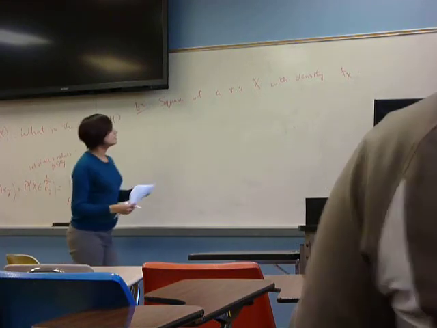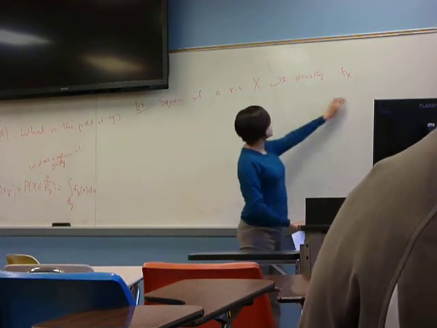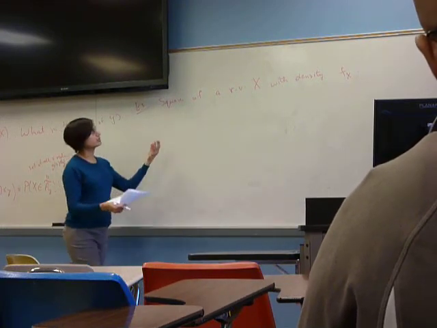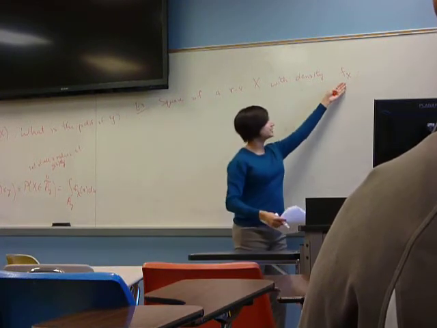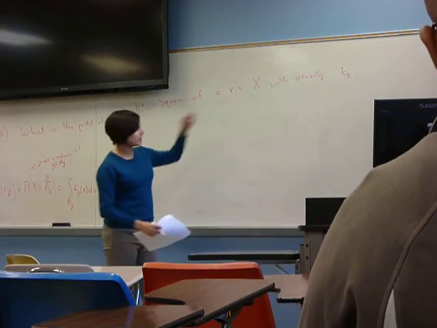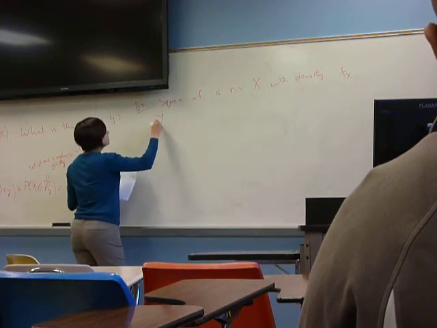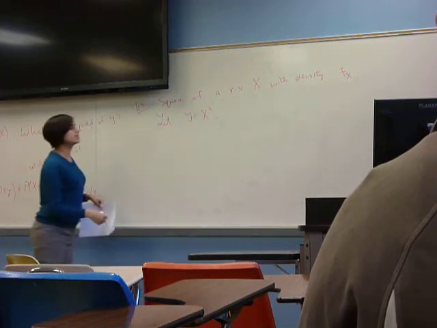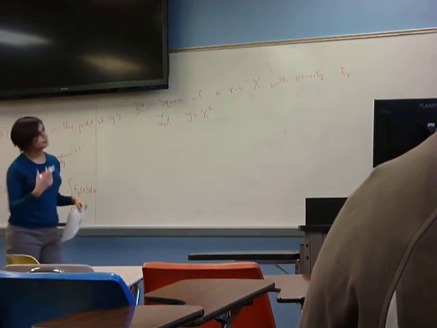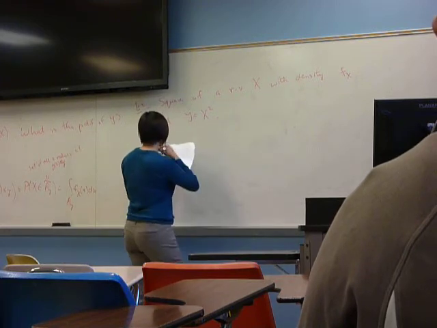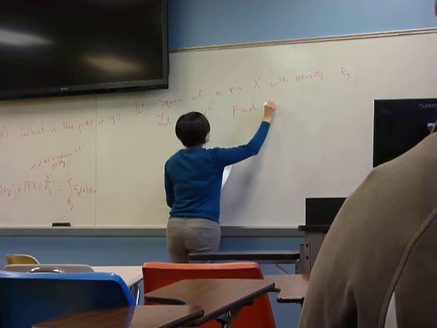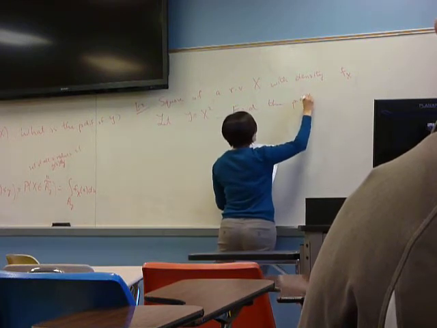So say you started with the random variable x and you know its density function f of x. We're going to come up with a general formula because I haven't given you a specific density function. Supposing I knew f of x, let y be x squared. What will the density function of y look like? If y is x squared, find the probability density function of y.